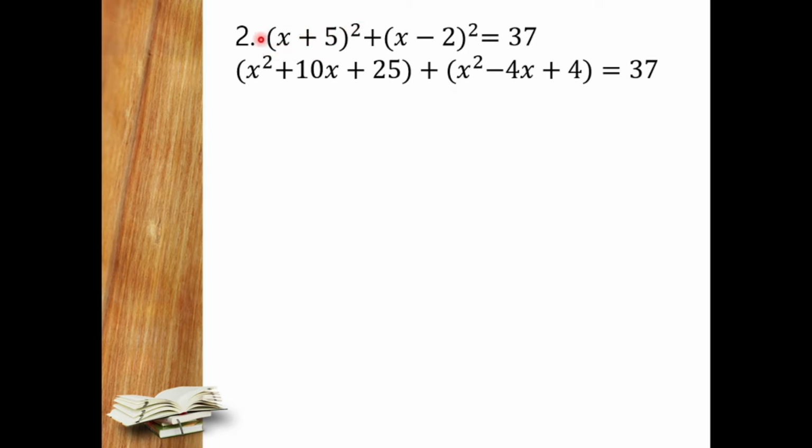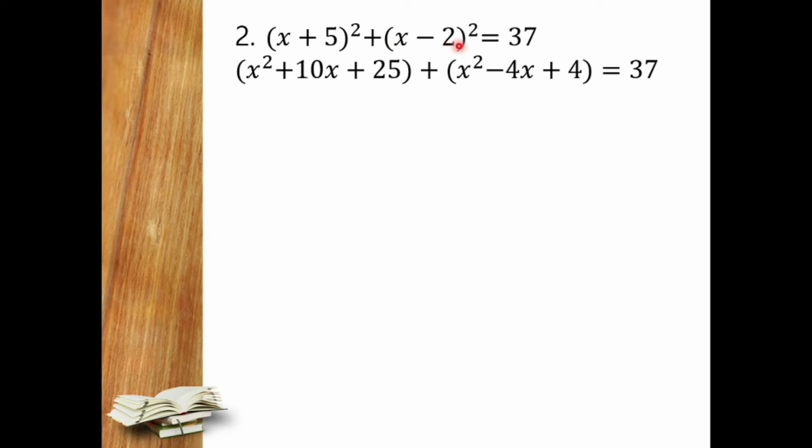So therefore, we have to square the first term. So x squared. Then we get twice the product of x and 5. So x times 5 is 5x times 2 is positive 10x. Then we square the last term. So we have positive 25.